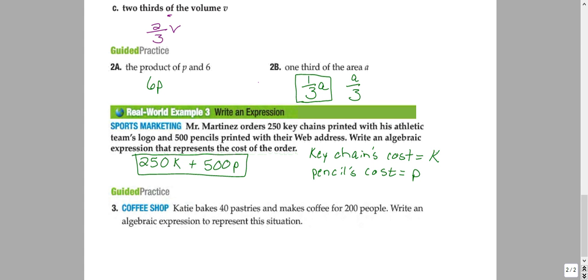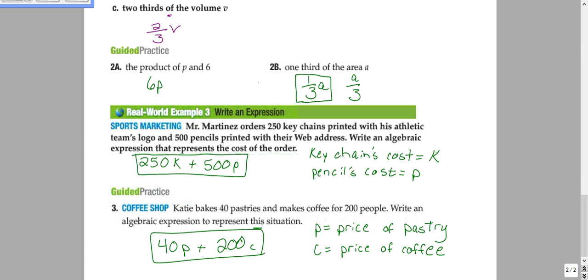For guided practice 3, I don't really like it too much, because it says Katie bakes 40 pastries and makes coffee for 200 people. We're supposed to write an algebraic expression to represent this situation. Well, I'm not quite sure what this means. So what we're going to say is that she's getting paid for each pastry and for each person that comes in. So go ahead and write an algebraic expression that represents how much she is going to make if she bakes 40 pastries and makes coffee for 200 people. And then go ahead and push play when you're ready.